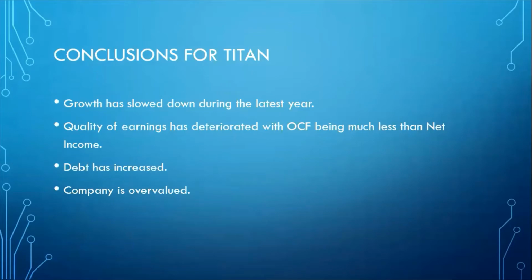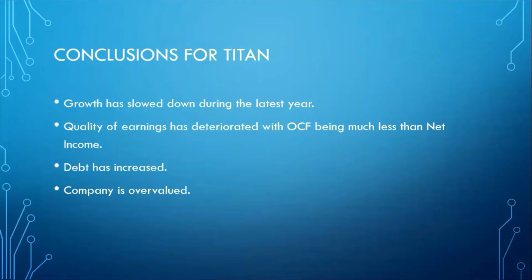Based on our analysis of Titan so far, we can draw the following points of conclusion. We can conclude that the growth of Titan has slowed down in the latest year. We can also conclude that the quality of earnings has deteriorated because the operating cash flow is much less than the net income in the latest year. In fact, the operating cash flow for the latest year 2020 is negative. Combining these 2 points, we analyze that not only has the growth slowed down in the latest year, but there are chances of growth slowing down even further in the coming days because there is a wide gap between net income and operating cash flow.